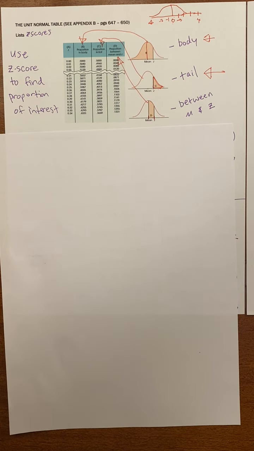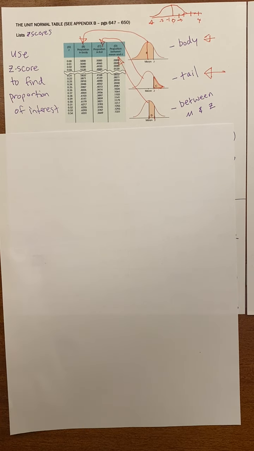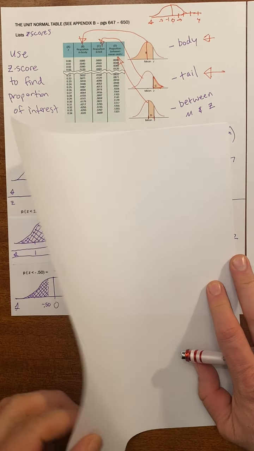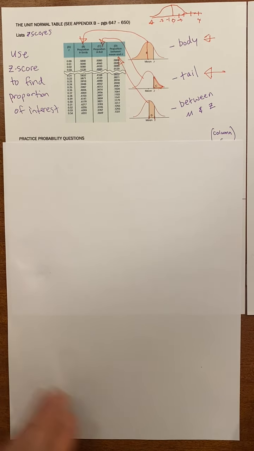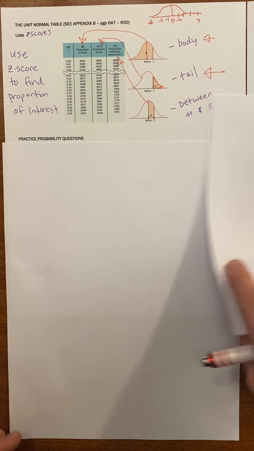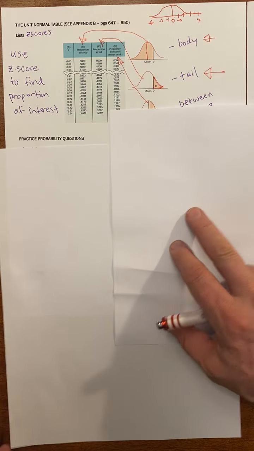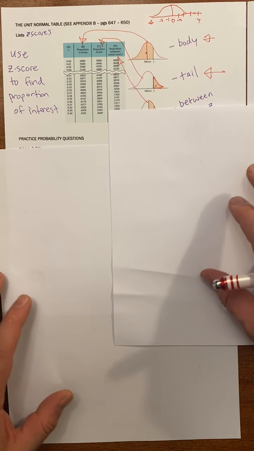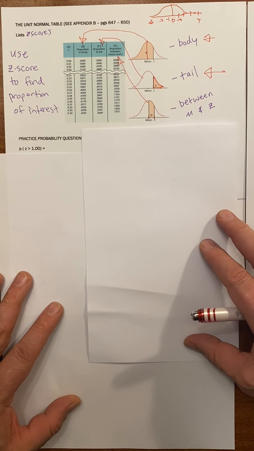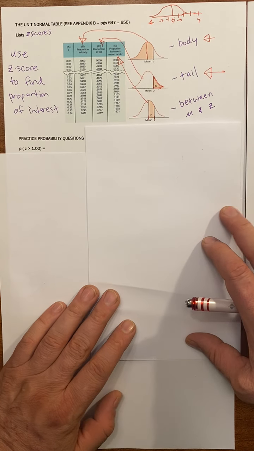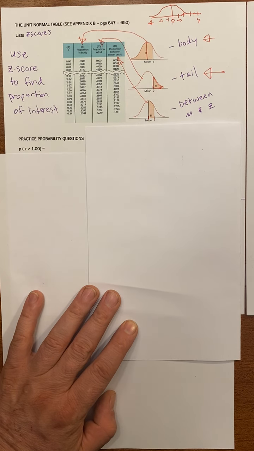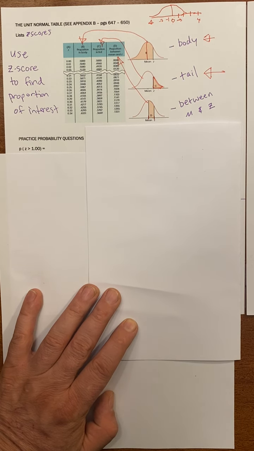Now I just want to spend some time going over some practice probability questions, examples of the kinds of questions that you'll see in this chapter. The way I'm going to do this is I'm first going to show you the problem, and then we'll talk about how we solve it. So here is a kind of problem that you might see in your homework.